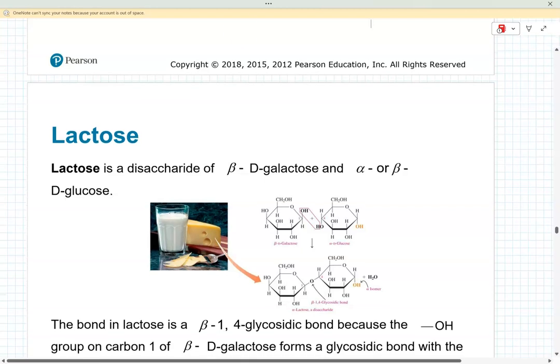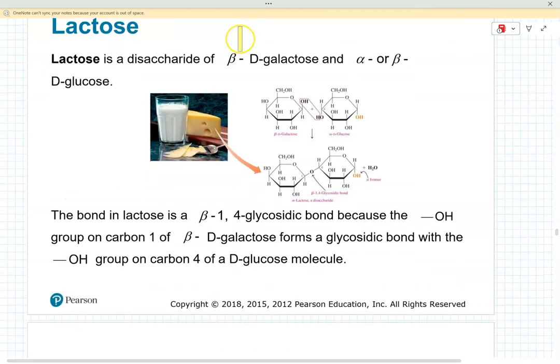Right? And this is the bond. Making sense? You absolutely should know the type of bond in each of these 3 disaccharides and what monosaccharides comprise them. So I can ask you, lactose, what is it made of? Galactose and glucose. What type of bond connects them? Beta 1,4 glycosidic. Okay?